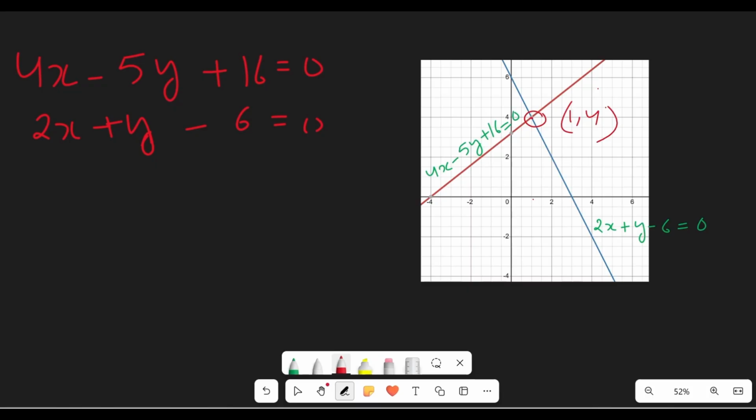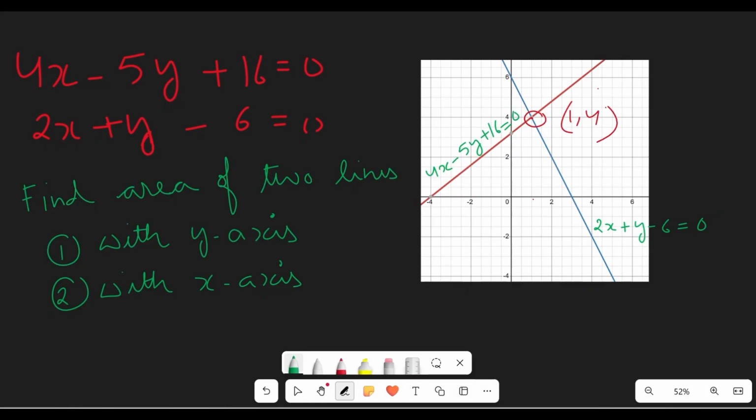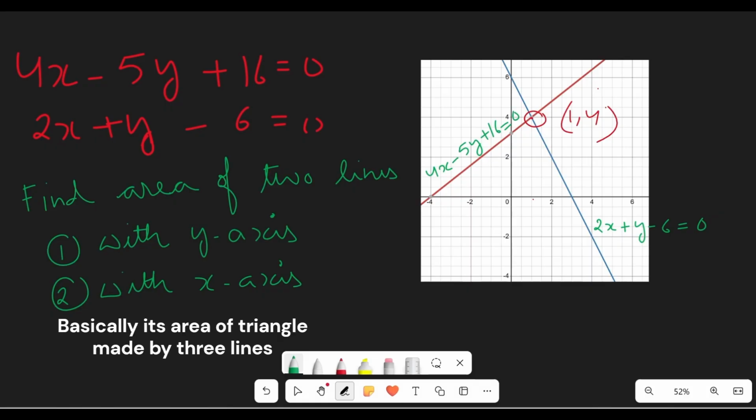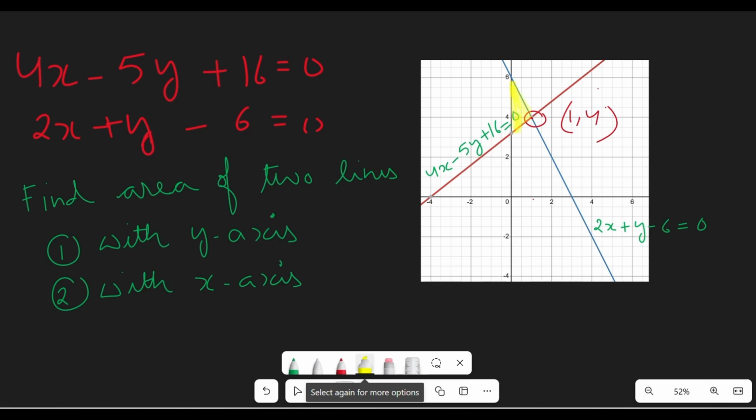Also, sometimes they ask us to shade the area between the x-axis and the two lines, or the y-axis and the two lines. So if I have to find the area of the lines with the y-axis, see, this is the area for which they are asking. We have to be very cautious whether it is y-axis or x-axis. Now what is the base? This I will consider as base. So it is nothing but 3 units.